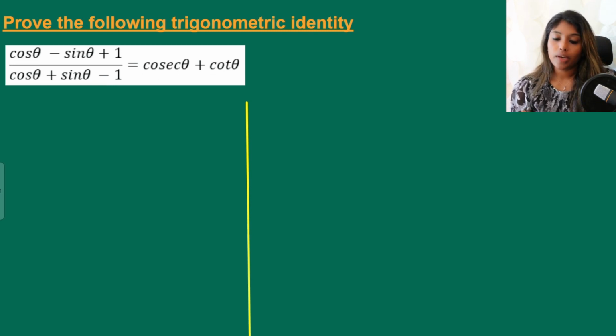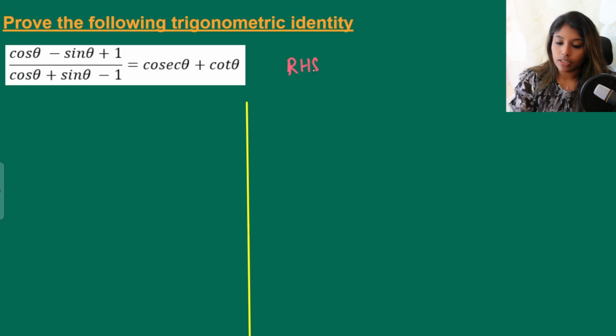Now, the usual way in which we approach this concept would be picking the side which is complex. So here you can see the left hand side identity is already in cosine form, which is the simplest form, but the right hand side is in the form of cosecant theta and cot theta. But when you try to solve the right hand side of the equation, you will not be able to reach the left hand side of the equation.